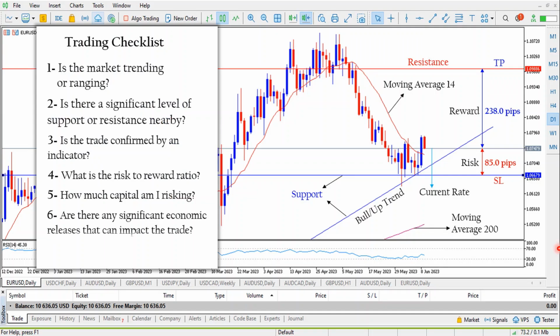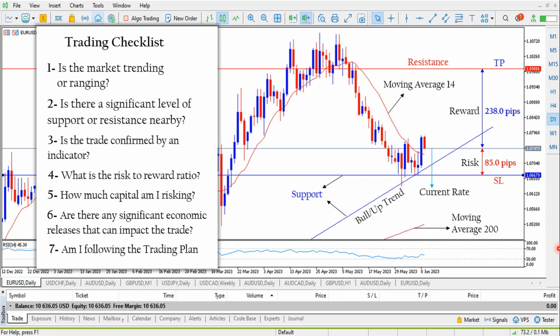6. Are there any significant economic releases that can impact the trade? We already checked the economic calendar, so there wasn't any significant economic release. 7. Am I following the trading plan? Yes, as per my plan, our trade is completely based on my plan. I already have applied all this trading checklist in my trade.